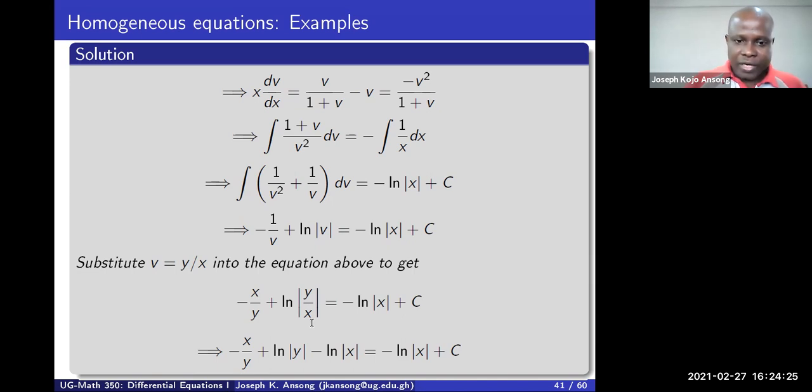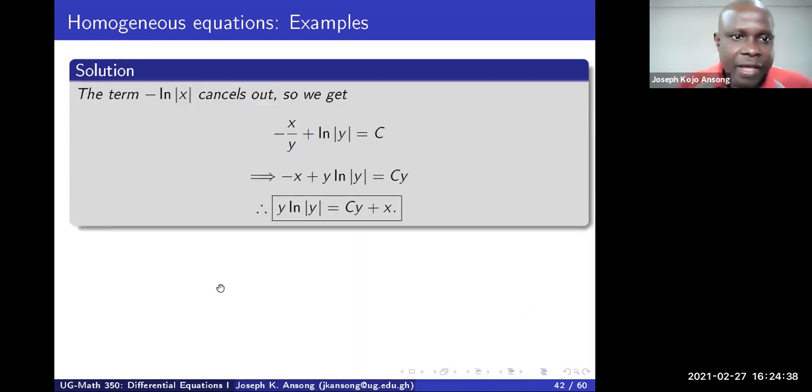So that is what I'm doing here. This can be written as ln y minus ln x, which is equal to negative ln x plus c. Note that this negative ln x cancels out this negative ln x. So you simplify it, and then you get minus x over y plus ln y is equal to c.